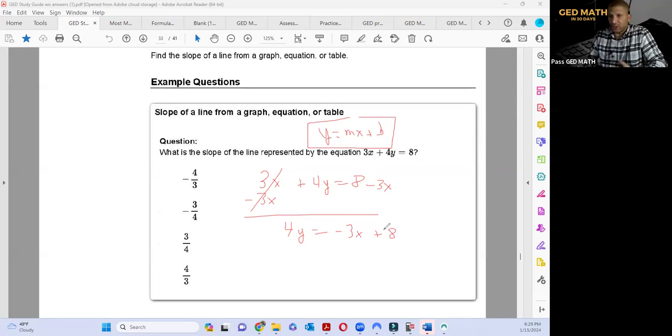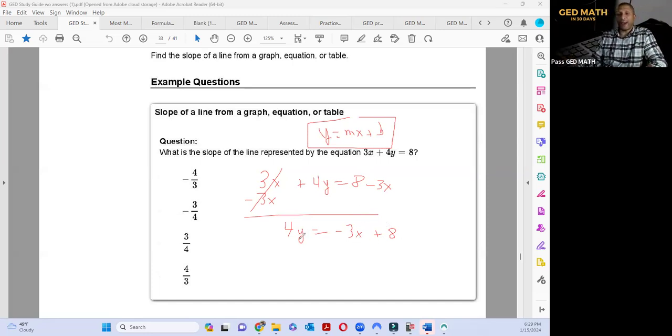You can change the order. Remember those properties: the associative property, the commutative property, the distributive property. You should know those properties. The property tells you it doesn't matter which way you order multiplication or addition. Doesn't matter the order. Okay, so minus 3x plus 8.